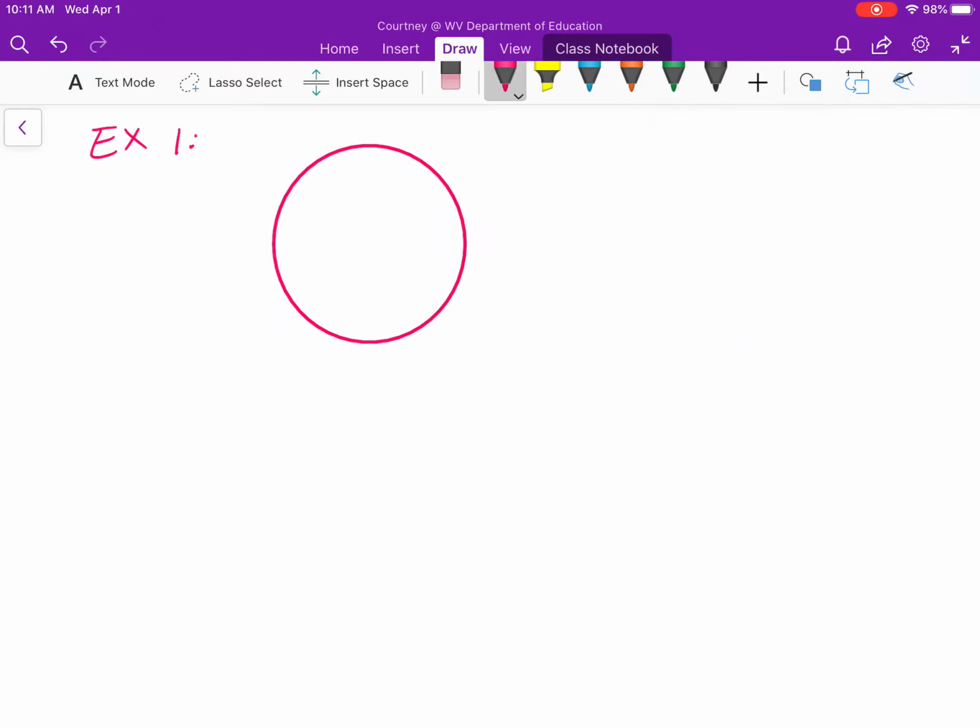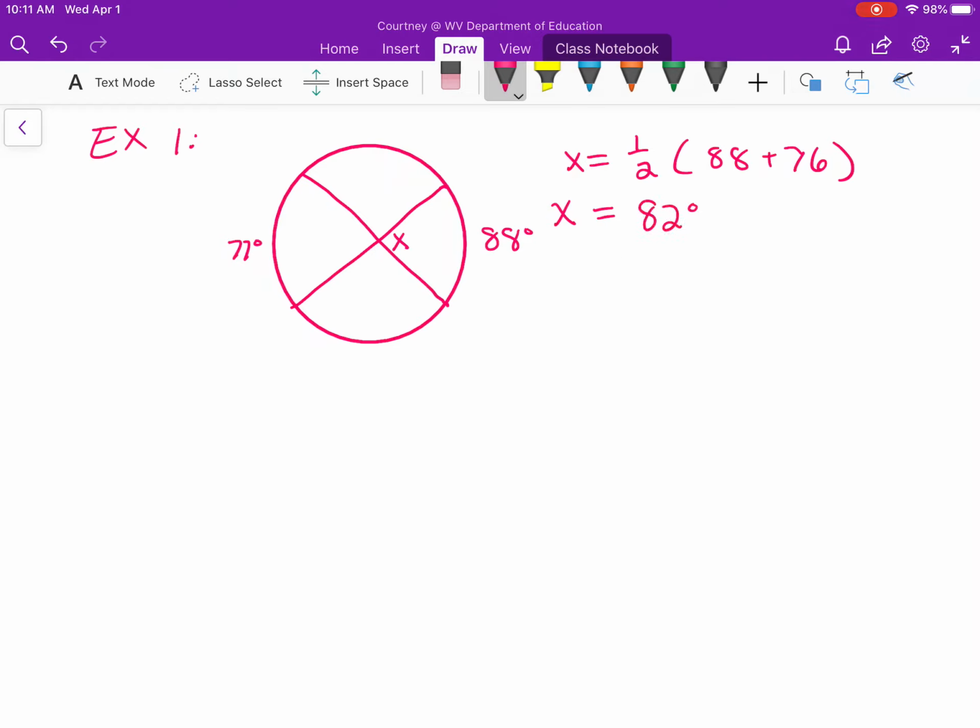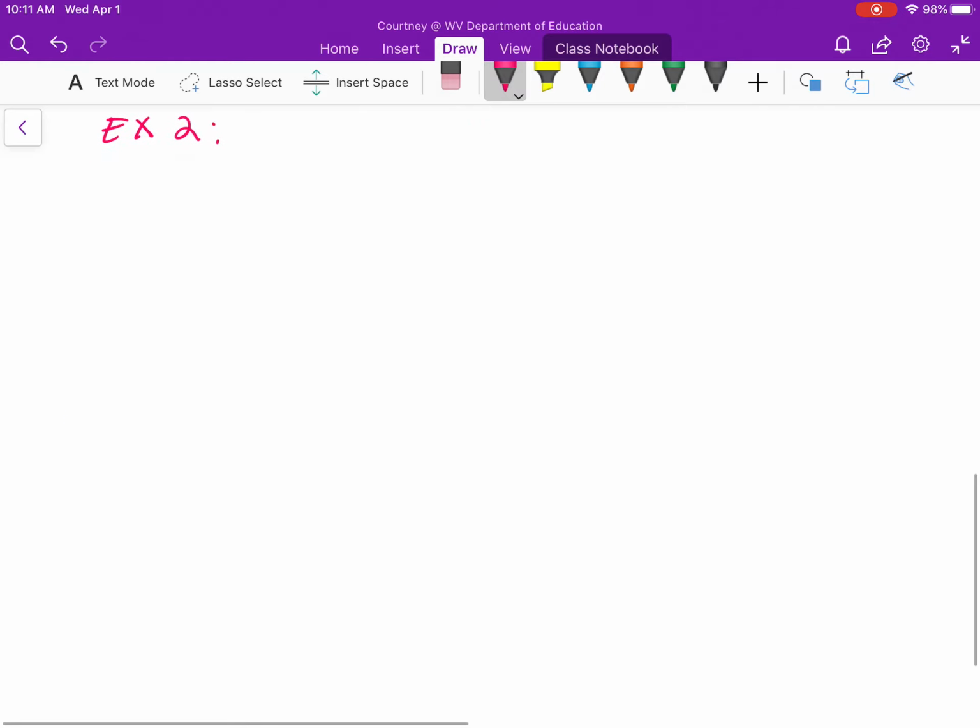Here's our circle. And we have some lines. Okay, we have X, we have 88 degrees, and we have 76 degrees. So to find X, easy peasy, all we do is we say half of 88 plus 76, and that equals 82 degrees if you put it in your calculator. Boom, easy. Next, example 2. Moving right along.